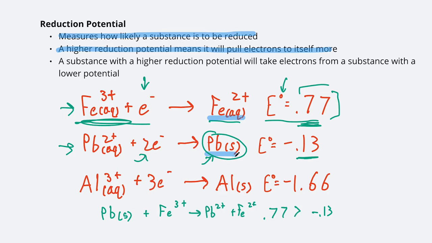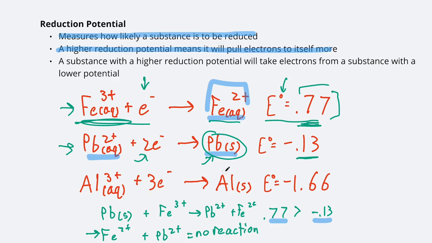Conversely, if we did iron 2+ plus lead 2+, iron 2+ will hold on to those electrons with a value of 0.77, and then lead 2+ will try to pull those electrons with a value of negative 0.13. And then again, because 0.77 is larger, that means that iron 2+ will be able to resist the pull from lead 2+, and it's not going to lose those electrons. So then that reaction will not happen.